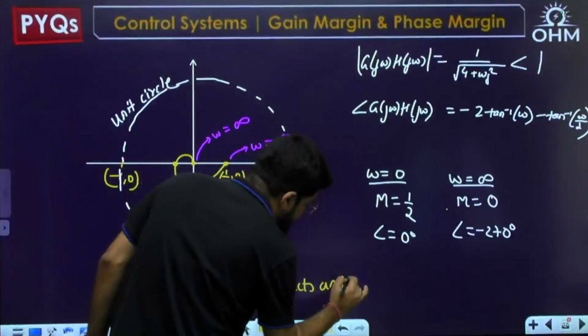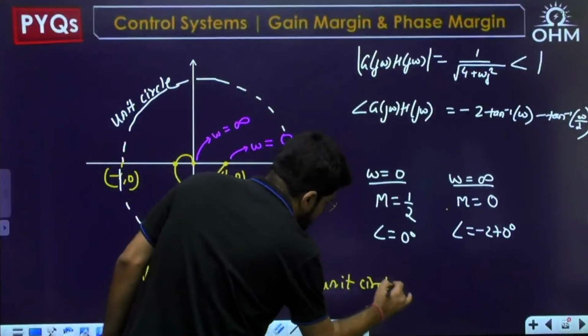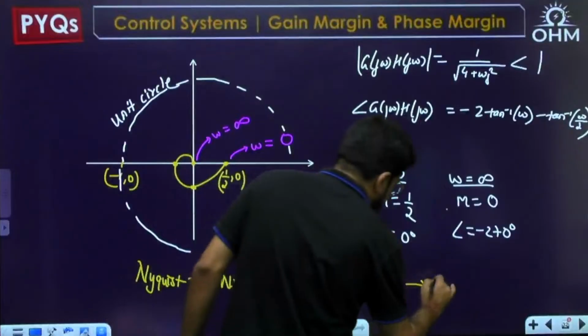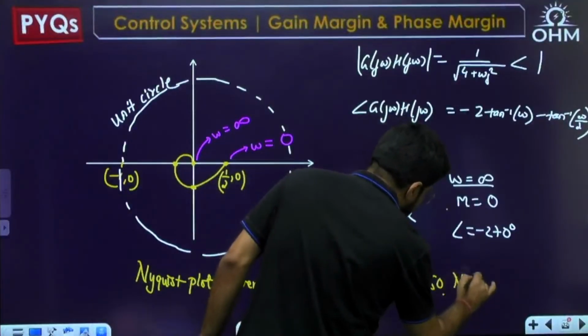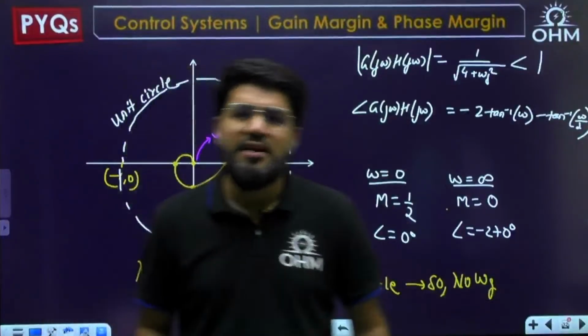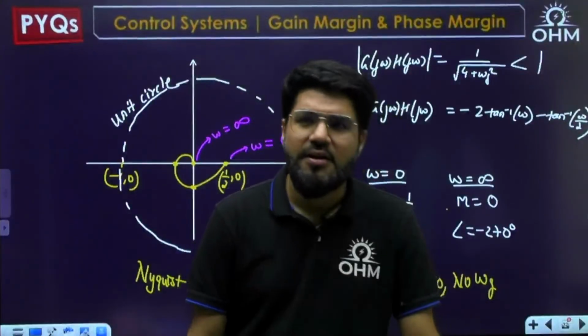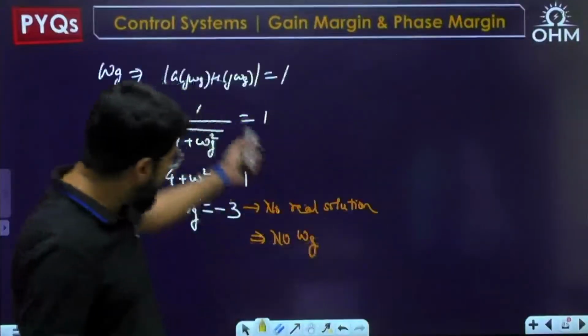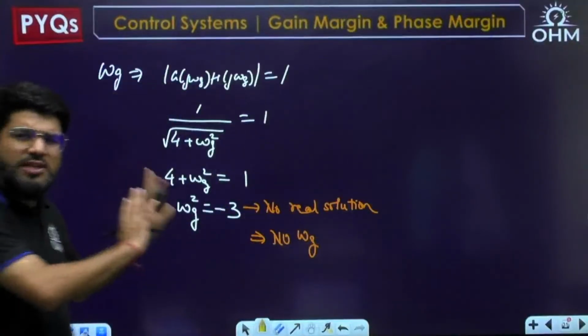It never intersects the unit circle. That is why you don't get any omega g, because as per the basic fundamental, omega g is the frequency at which the Nyquist plot intersects the unit circle. So hence we don't get any omega g by the calculations also. We have to stick to the formula only.